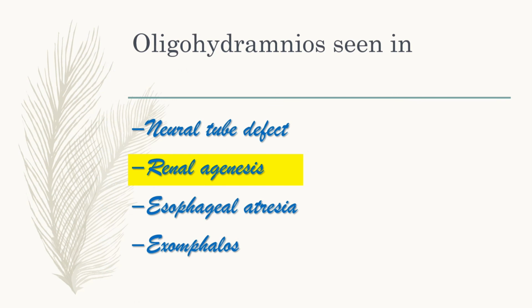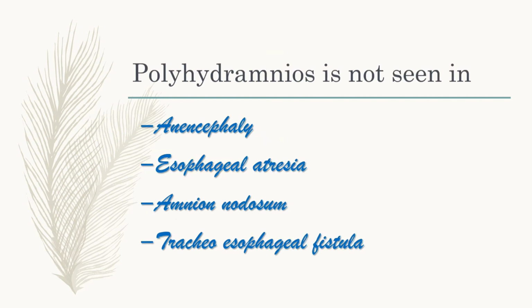So you can exclude like this. And the next question: polyhydramnios is not seen in. They have asked that polyhydramnios is not seen in. So amnion nodosum. Why is it amnion nodosum? We have already seen that amnion nodosum causes oligohydramnios, because in the clue words CAUSE DUE to PREMATURE LEAK, the last word LEAK, AK, indicates amnion nodosum. So that is seen in oligohydramnios.